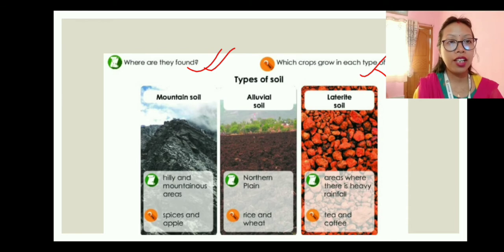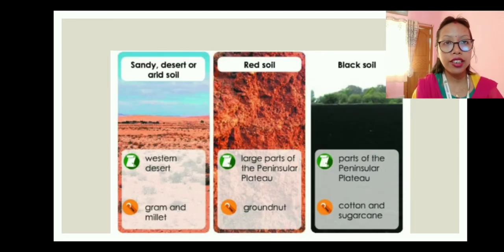Then we have the laterite soil, areas where there is heavy rainfall. So in Assam also, in some areas we have heavy rainfall. Therefore, the crops that are grown are tea and coffee. So areas where there is heavy rainfall, there we are going to find this laterite soil, and the crops are tea and coffee. Then we have the sandy desert or arid soil, and as the name suggests, it will be found in the western desert where the desert area is there. So the crops are gram and millet.